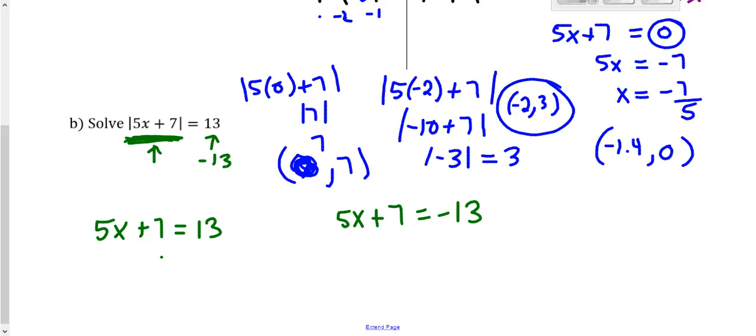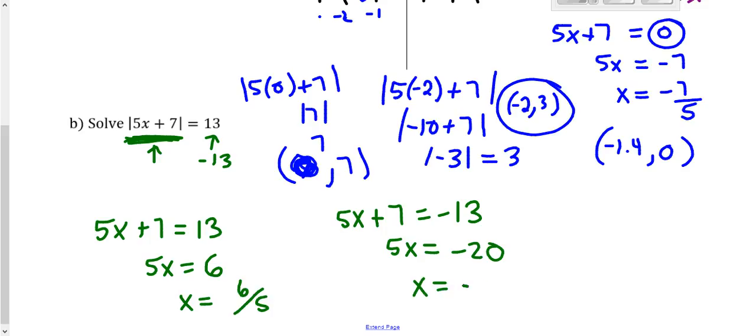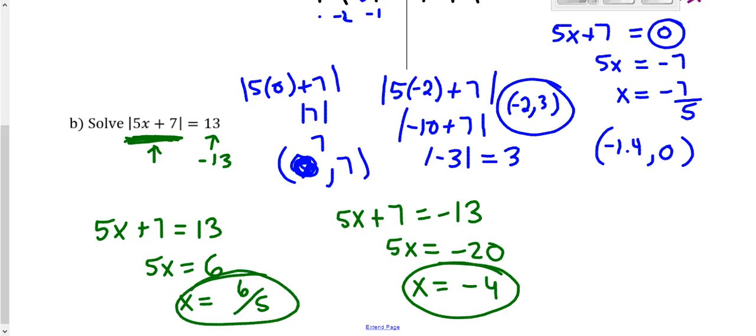Subtract 7 on both of them, so we have 5x equals 6, and 5x equals negative 20, and then we divide by 5 on both. Over here it stays a fraction, 6 over 5. Over here it divides evenly, and we get negative 4. And those are our two answers to this absolute value. And that's it for this problem.